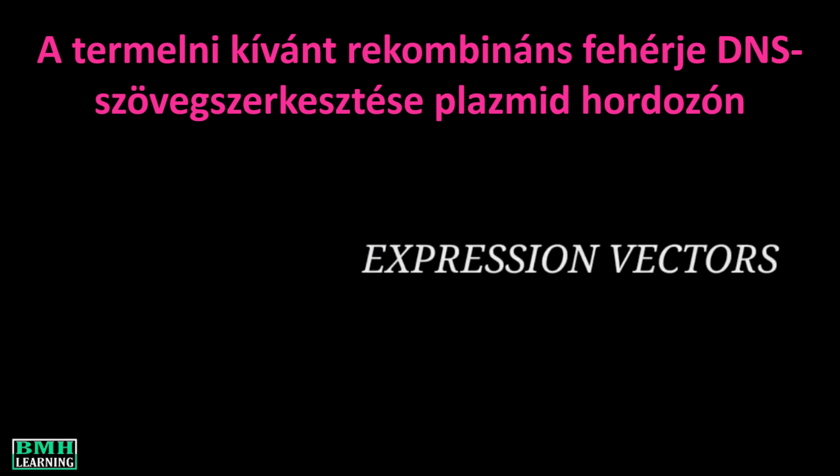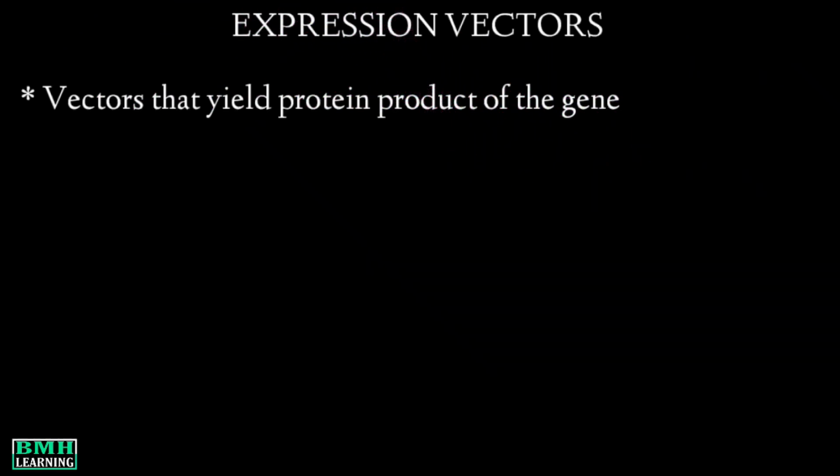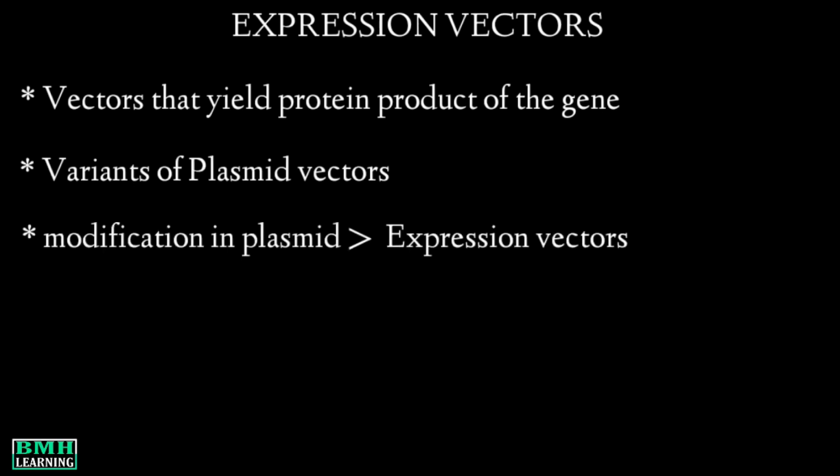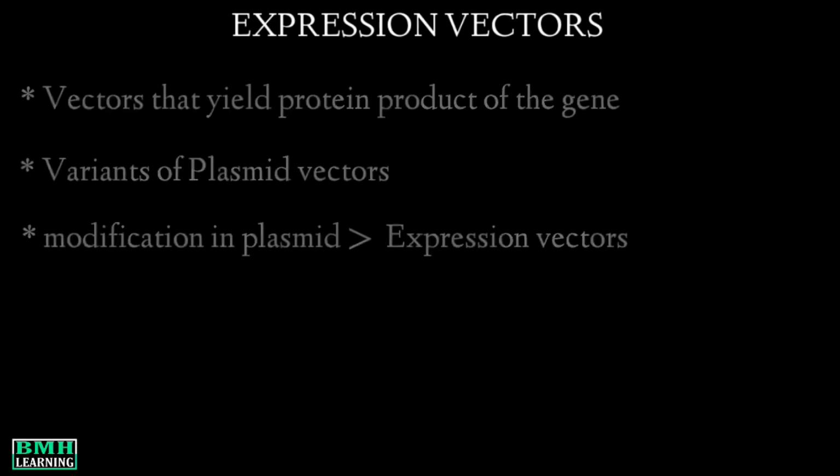Expression vectors. So the vectors that yield the protein product of the gene, or in simple words, the vectors which have the ability to synthesize protein from the inserted gene. Those vectors are expression vectors. We already know about the plasmid vectors, and these expression vectors are nothing but variants of plasmid vectors. These vectors are produced as a result of certain modifications and manipulations in the basic design of a plasmid vector. When such type of vector is engineered, it would look like this.